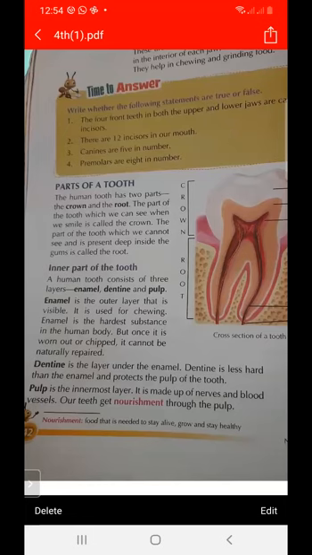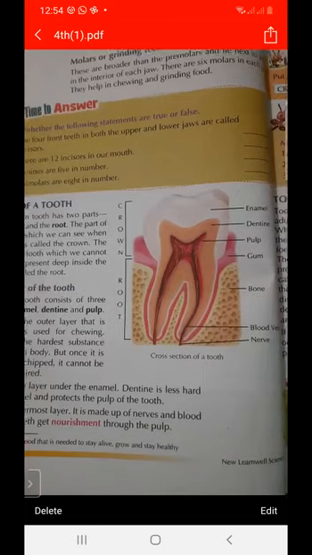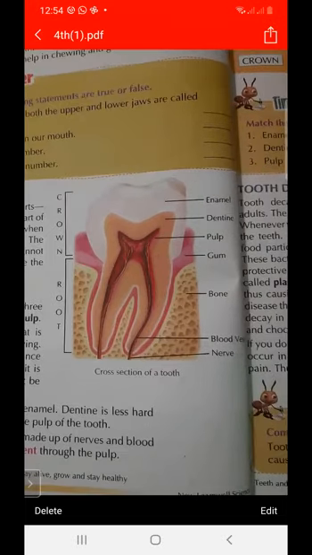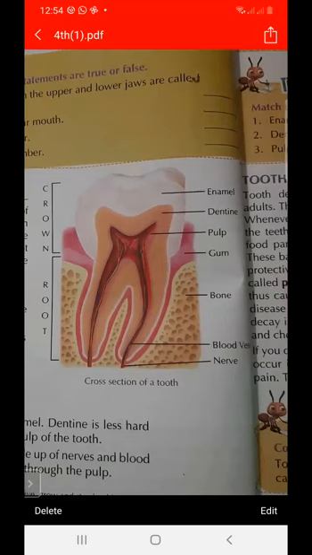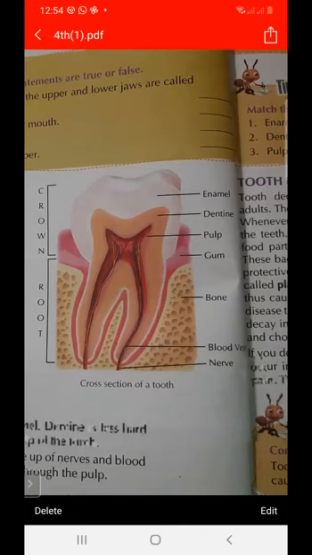And what do you mean by nourishment? Food that is taken to stay alive is called nourishment. So nutritious food is called nourishment. So again, I am repeating the parts of the tooth. This is a cross section of the tooth. The tooth has two parts. First is the crown, and then the root. The part of the tooth that is visible when we smile is called the crown, and the part under the gums is called the root. The root is shown at the back, and the crown is shown upward.